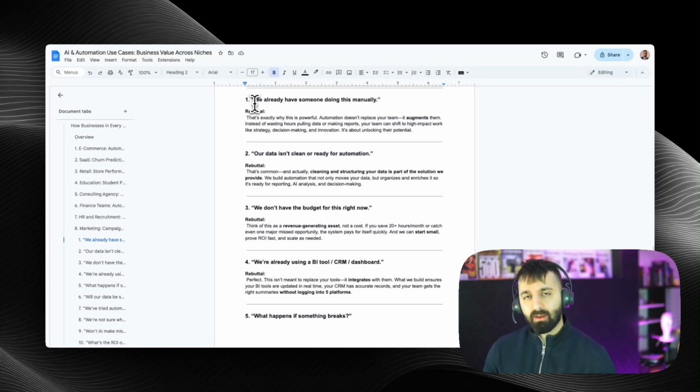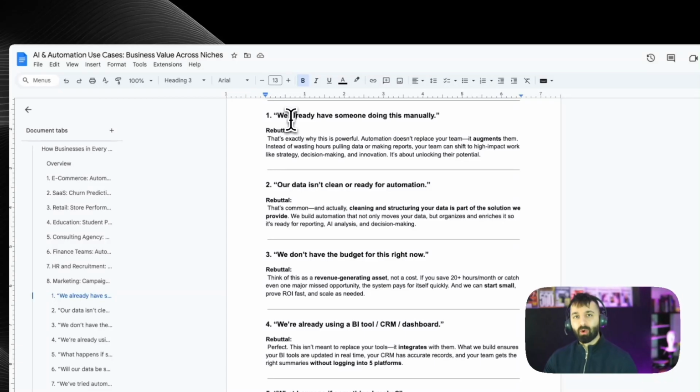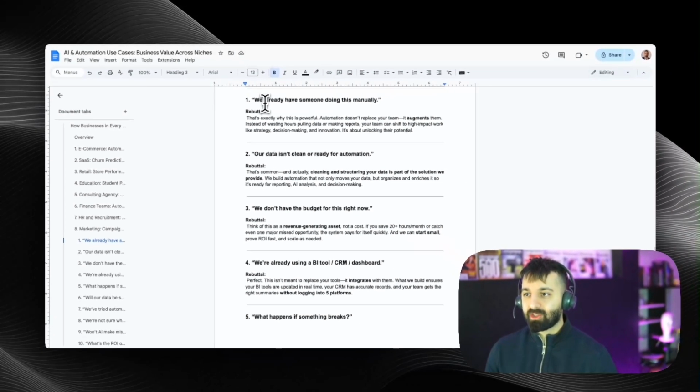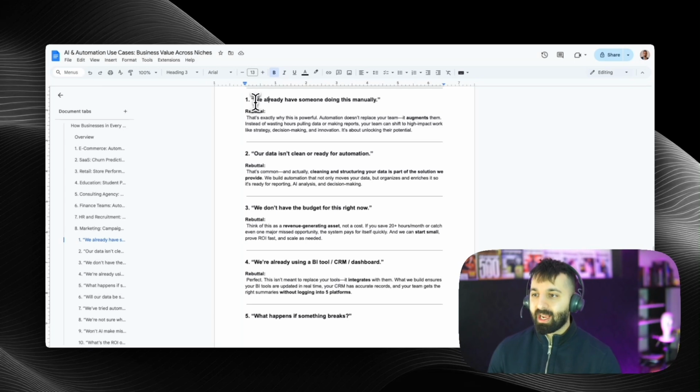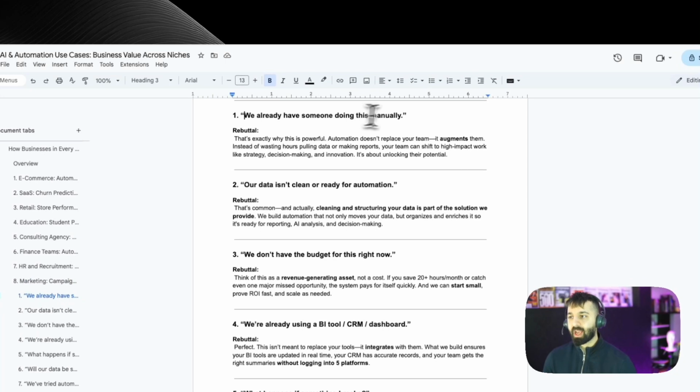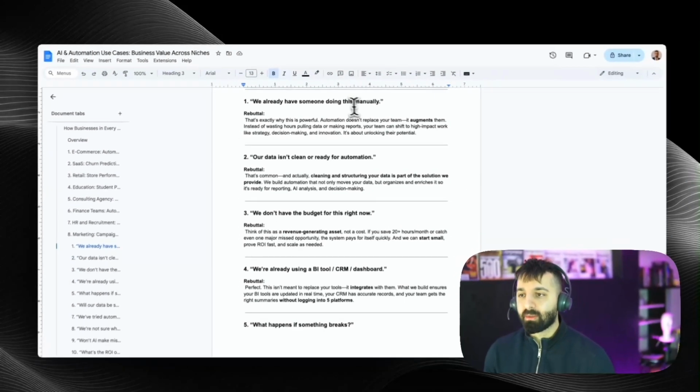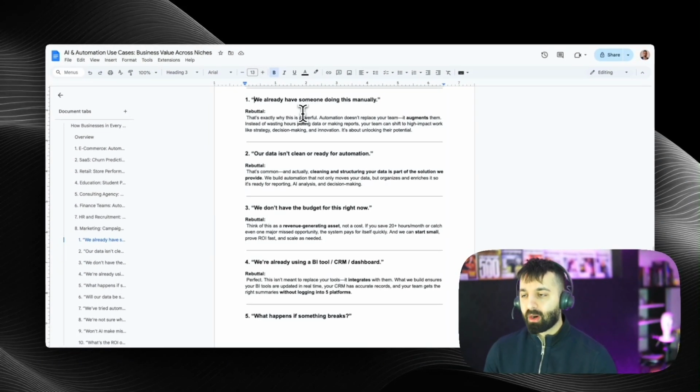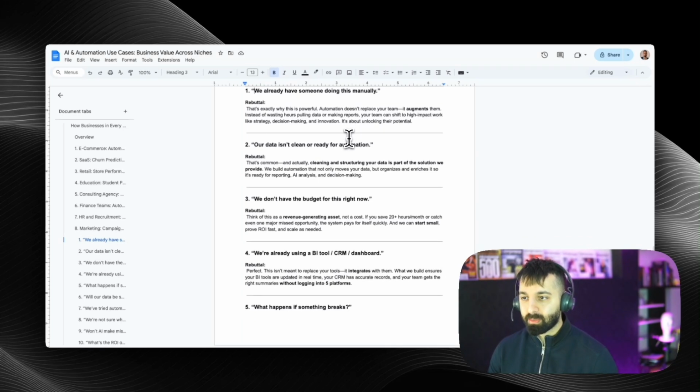They might be like, yeah, we already have something like this. They probably have some type of old school Zapier type of automation, or they're using Go High Level, whatever they can, nothing custom. Okay. They might tell you, yeah, we already have something, or we do this manually. We're good. Now, what you could say as a rebuttal on the sales call, so yes, that's exactly why this is powerful. Automation doesn't replace your team. It augments them. Instead of wasting hours pulling your data and making reports, your team can shift to high impact work like strategy, decision making, innovation, and things like that, unlocking their potential. That's a good rebuttal you could use.